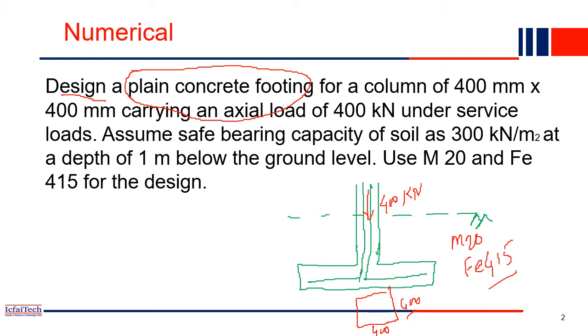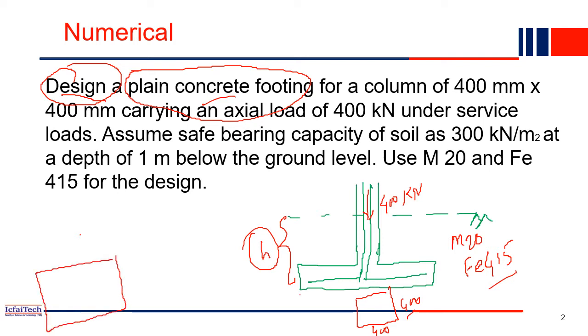So what is meant by design of plain concrete footing? Design means we have to find out the dimensions of the footing. Dimension means what is the height of the footing, h, that we have to find out. Then what is the length and width? Like here you have the column, what is this length, and what is the breadth or width, W as well as L of the footing. All these parameters you have to find out, and also the reinforcement: what type of reinforcement, what is the diameter, what is the spacing. That is what we actually mean by design.